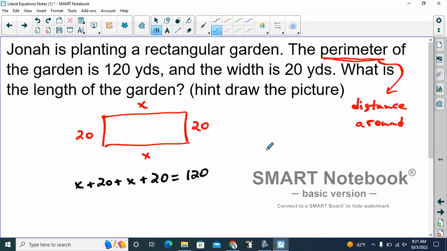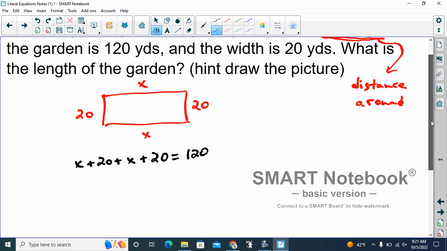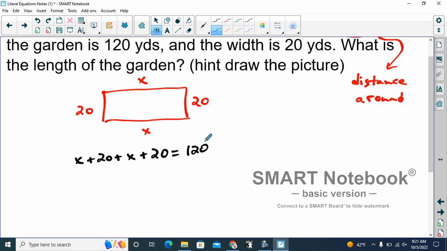Add up all the sides, and we get 120. Now we have an equation that we can solve. We've got some like terms on the left side of my equation. I've got x plus x, which we can combine. We also have 20 plus 20. x plus x is 2x. 20 plus 20 is 40. Two times x plus 40 equals 120.